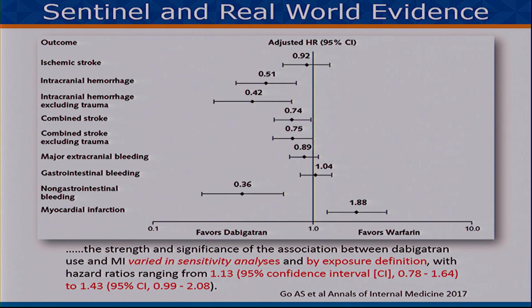However, when they went on to look at different levels of exposure and also other sensitivity analyses, they noted that the results did vary based on that. And so really noting that the strength and significance of the association between dabigatran use and MI did vary, and so was not as concrete about that compared to some of the other outcomes, essentially showing similar results to the other prior clinical trials for stroke and intracranial hemorrhage.